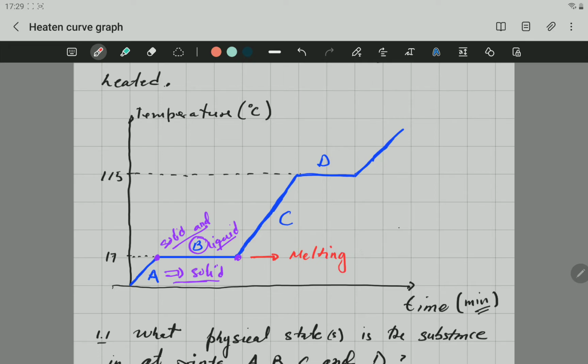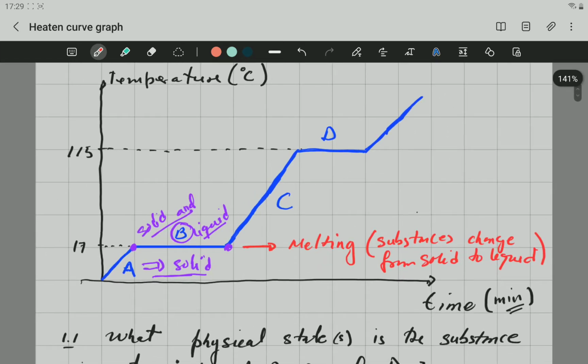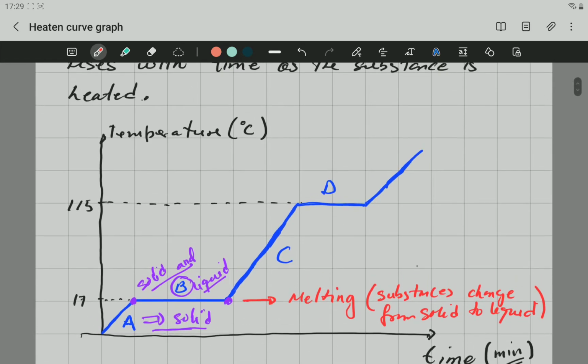Melting is the process where a substance changes from solid to liquid. Okay, that is the process where a substance changes from solid to liquid. Let's just make this a little bit bigger for everyone. Okay, sorry about that size.